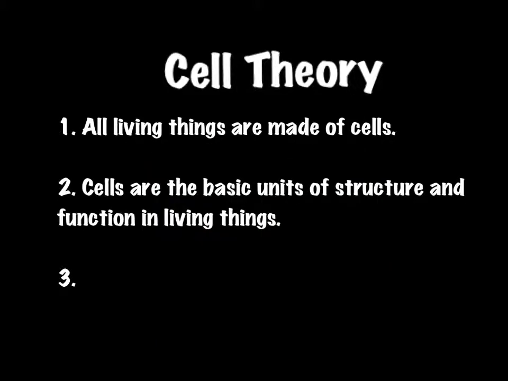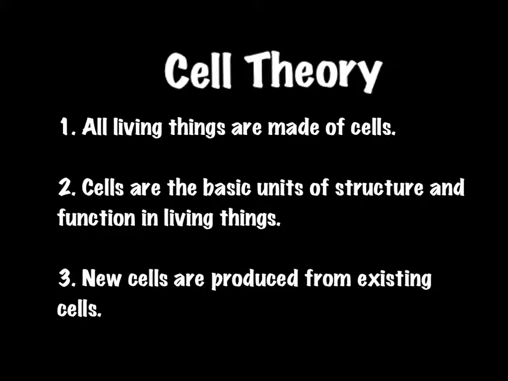The second component of cell theory is that cells are the basic unit of structure and function in living things. So in other words, you can break living things down into individual cells, and each one of those cells can be considered alive. But if you break that cell apart into its components, you no longer have anything that is living. And the third component to cell theory is that new cells are produced from existing cells. So in other words, life has to come from something else that is already living.